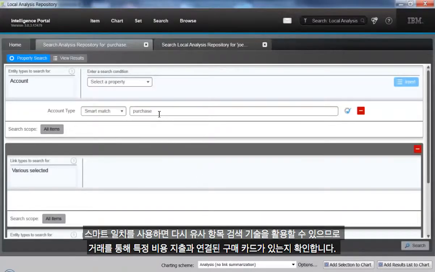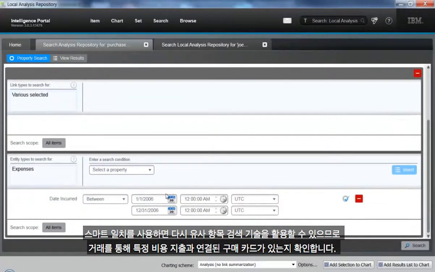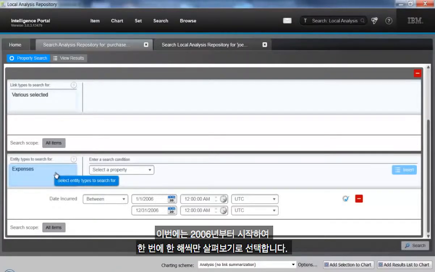And the Smart Match allows him to, again, utilize that fuzzy search technology. And he wants to see any purchasing cards that are linked by transactions to specific expenses. Now this time he chooses to look at only 1 year at a time, beginning with 2006.